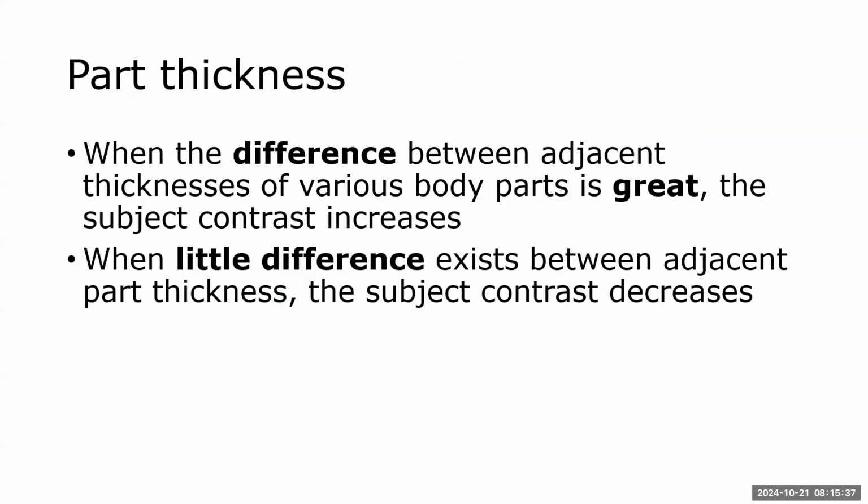Okay, now's the time. All right, so let's look at some of those other 3 things that affect subject contrast. So we talked about part thickness. When the difference between adjacent thicknesses of various body parts is great, then the subject contrast increases. When there's little difference between adjacent part thickness, then the subject contrast decreases. And just think about it, that just makes sense. If there's not a lot of difference in the part thickness, doesn't it make sense that it would all look about the same? Right? So the contrast is going to vary little when we have little difference between the part thicknesses.